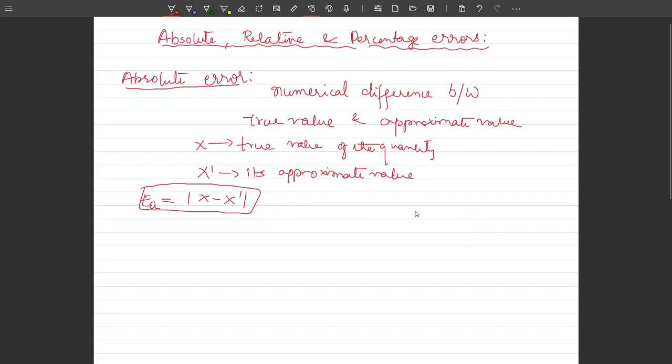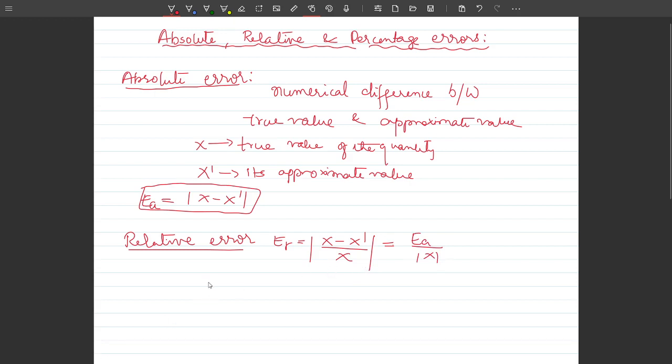So the relative error, let me see what the relative error is. The relative error is denoted by ER, and it is defined as modulus of x minus x bar divided by x. This is called the relative error, and I can also write it as EA divided by magnitude of x.